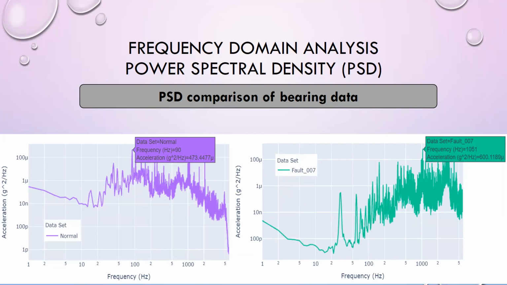And its value is about 473 micro G squared divided by hertz. And for the fault signal, you can see that the maximum happened at frequency 1051 hertz. So you can see there is a significant gap between the normal signal and the fault signal.